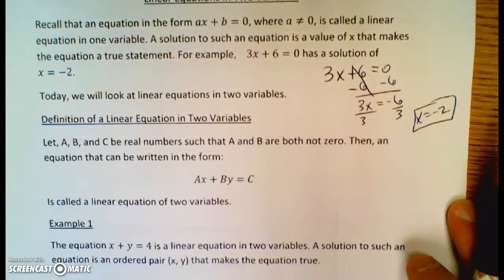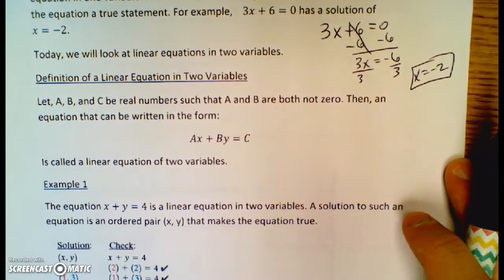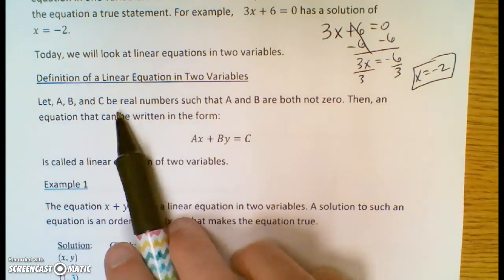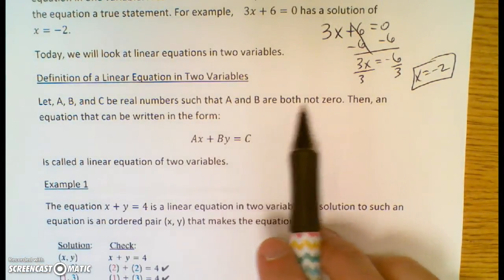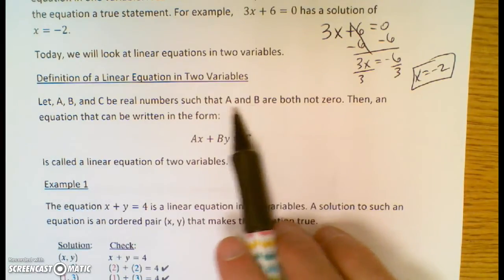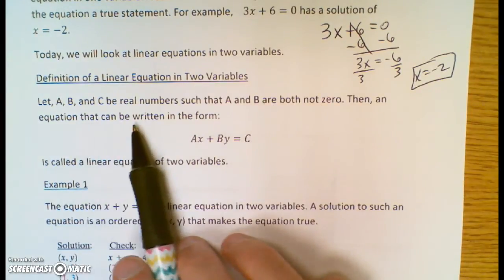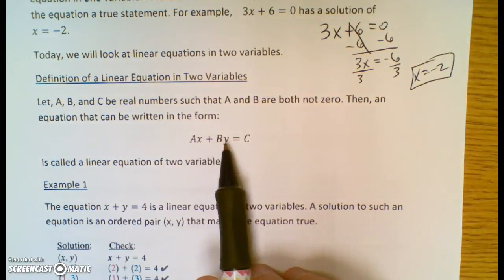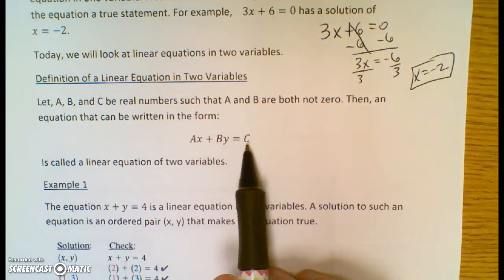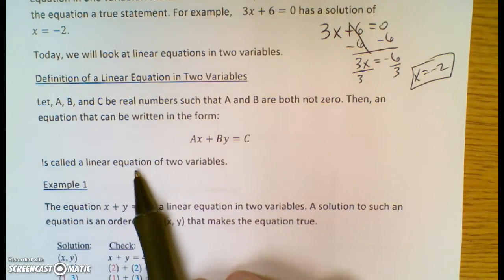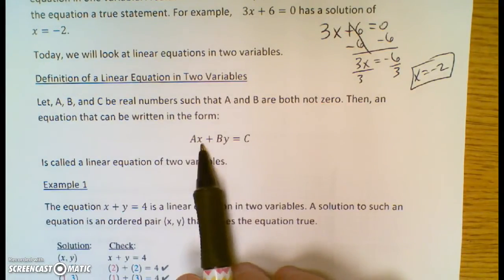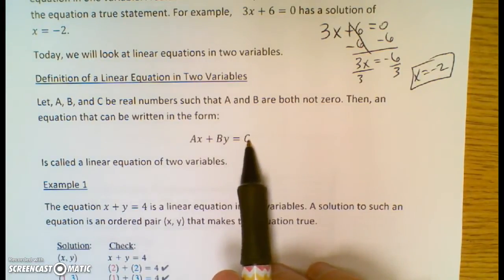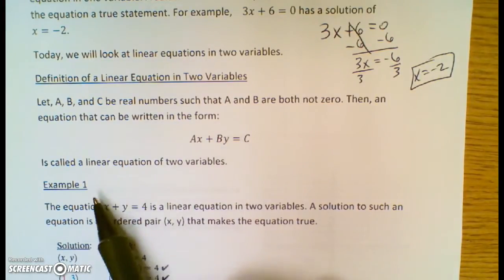So, the definition of a linear equation in two variables says, let a, b, and c be real numbers such that a and b are both not 0. So they can be any numbers but 0. Then an equation can be written in the form some number times x plus some number times y gives you a different number, c. This is called a linear equation of two variables. Your x and your y are two variables. I'm taking some number and adding it to some number and I get another number. So let's look at an example.